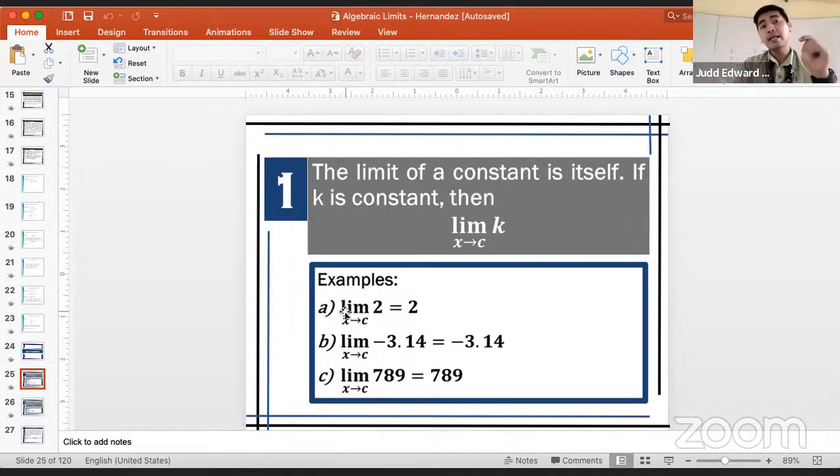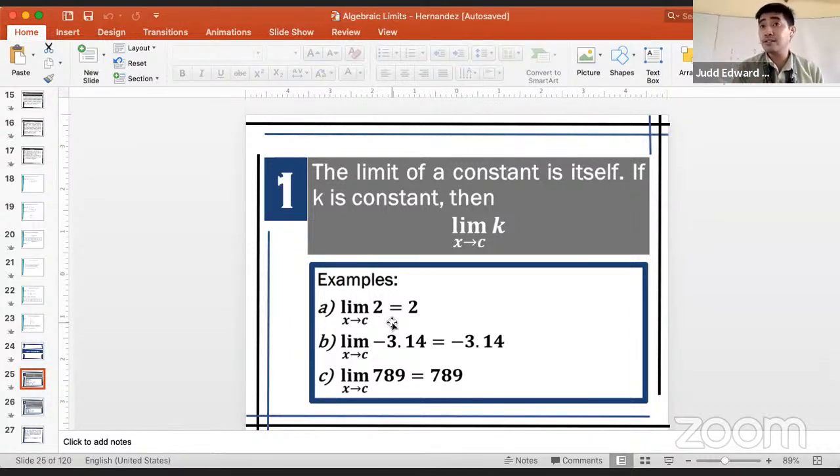Just like this one. The limit of 2 as x approaches c is equal to 2 because the constant is 2. Tandaan natin yun. The limit of negative 3.14 as x approaches c is negative 3.14. The limit of 789 as x approaches c is 789. Why? Because there is no variable involved. If there is a variable involved, therefore, if this is the limit of 2x, we will be multiplying 2 by the value of x. And since there is no variable, we will not anymore be doing that. Therefore, the limit of a constant is the constant itself.